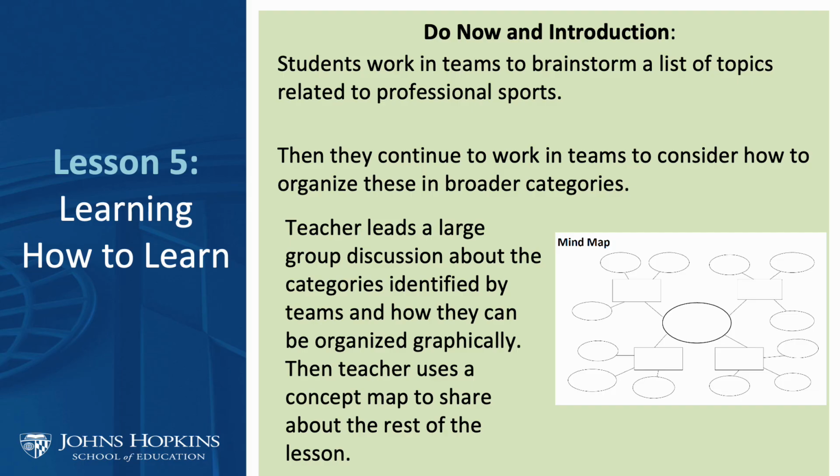To reach this objective, students will engage in two main activities, with the first one divided into a Part A and a Part B. Keep in mind that the Do Now activity in this lesson will carry over into the introduction and framing. After students have brainstormed topics related to professional sports, they will work in teams to try to organize these under broader categories. Then you will lead the class to think about how they can represent their categories graphically. After the whole class discussion, you will use a concept map to share the ideas in the rest of the lesson.